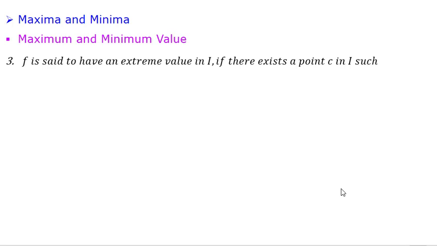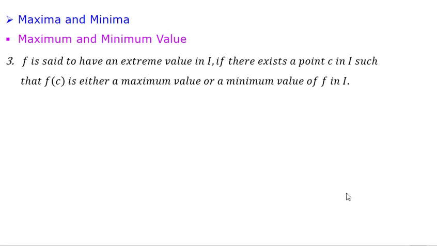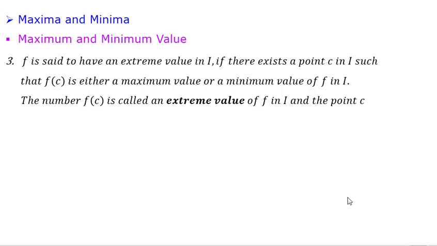Third, f is said to have an extreme value in I if there exists a point C in I such that f of c is either a maximum value or a minimum value of the function in I. Now in the previous two points we have seen maximum value and minimum value. That maximum value and minimum value are called extreme values. So extreme values could be either maximum or minimum. So when I say that I am getting an extreme value at point C, that means I am getting either a maximum value or a minimum value at point C. The number f of c is called the extreme value of the function in I, and the point C is called the extreme point.